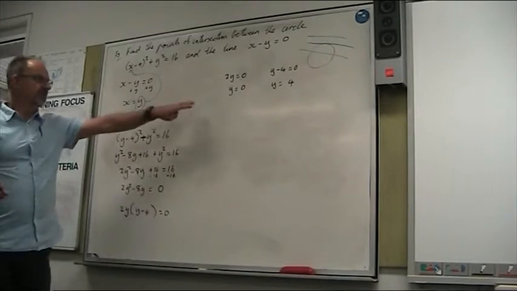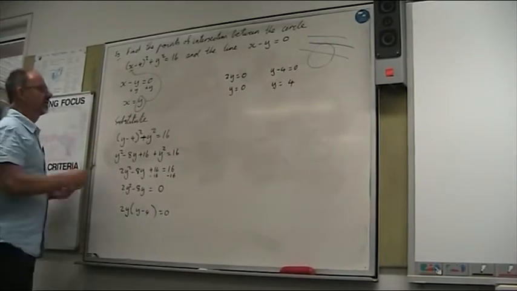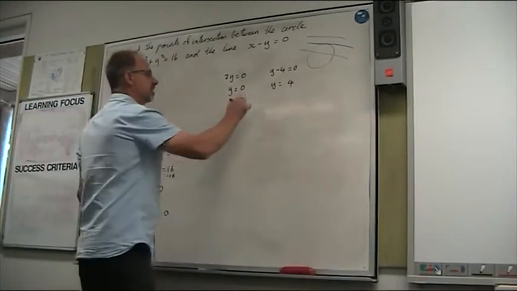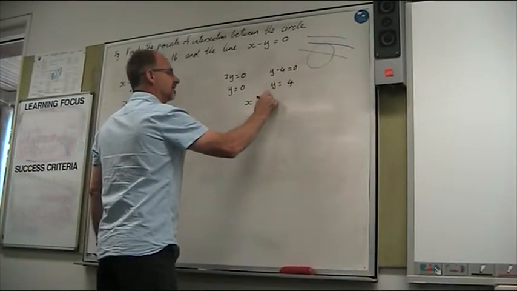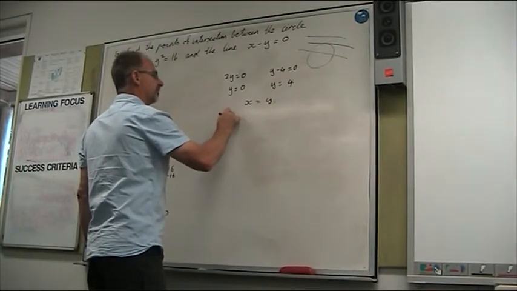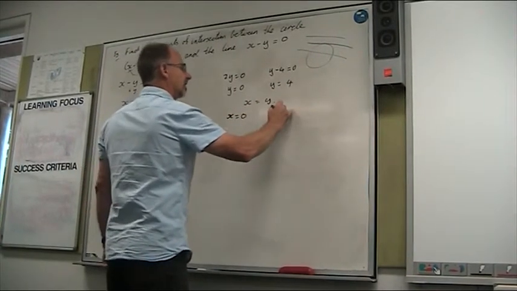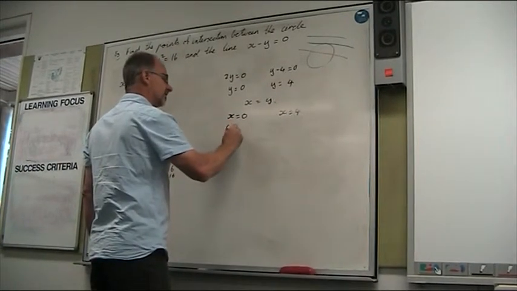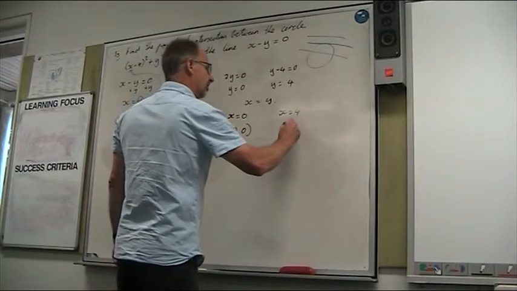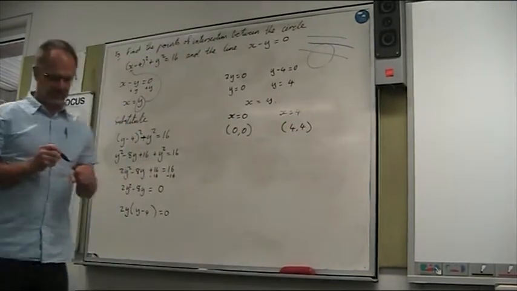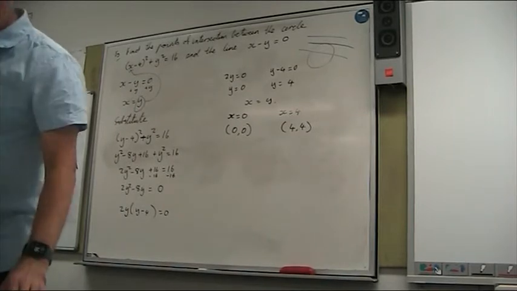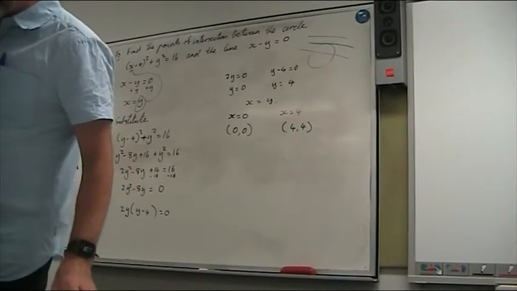All right, so what we also know from this one here is that x is equal to y. So the x value for this one here would be 0, and this one here would be 4, so our 2 points of intersection are (0, 0) and (4, 4). All right, that is it. So that's exercise 4H.